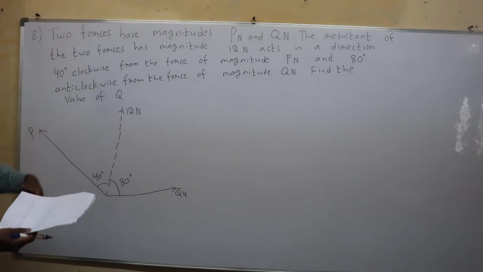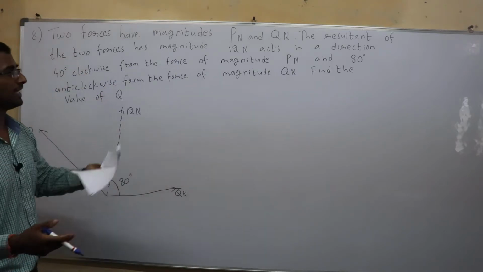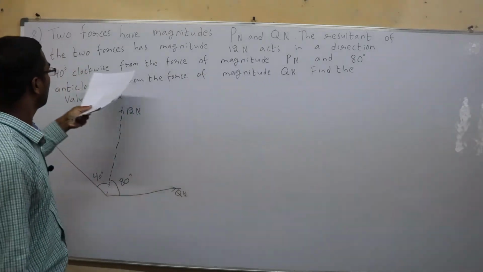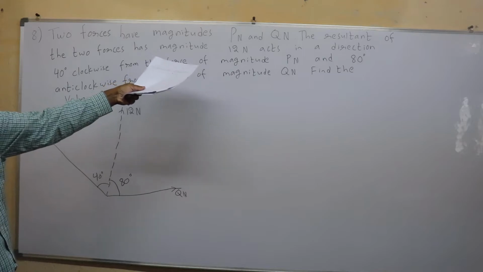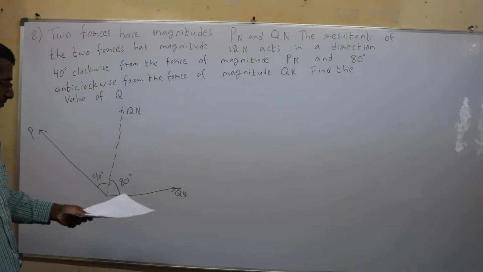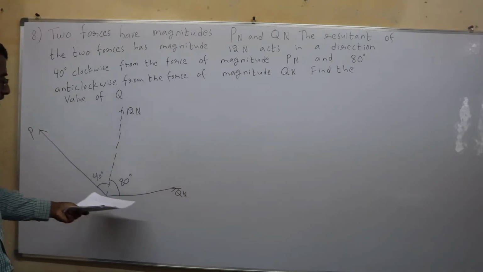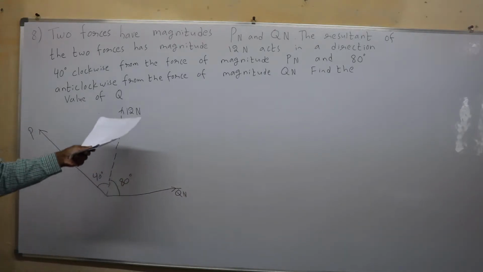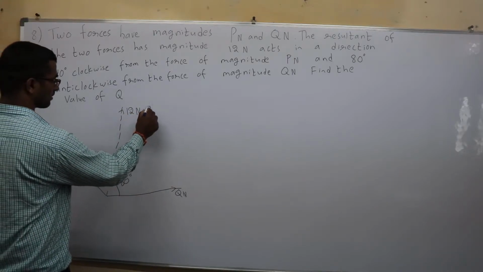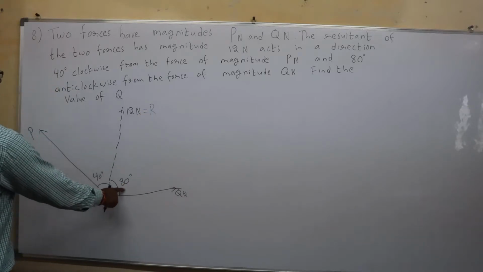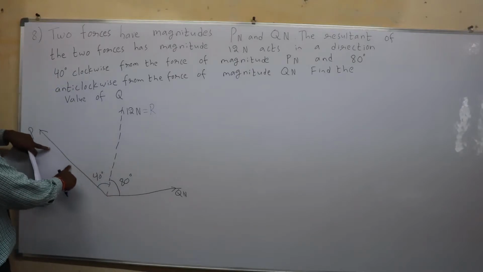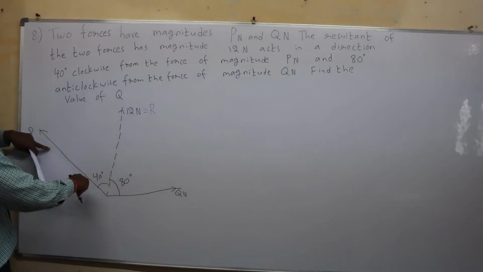Now, two forces have magnitudes P and Q. The resultant of the two forces has magnitude 12 newtons in a direction 40 degrees clockwise from the force of P. So, two forces P and Q, as you can see. Resultant is 12 newtons. This one is your resultant, which is at 40 degrees clockwise from the force of P. From P, it's in the clockwise direction.